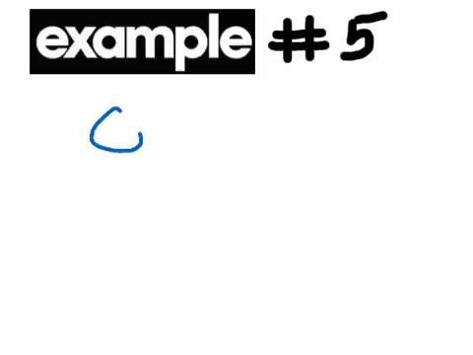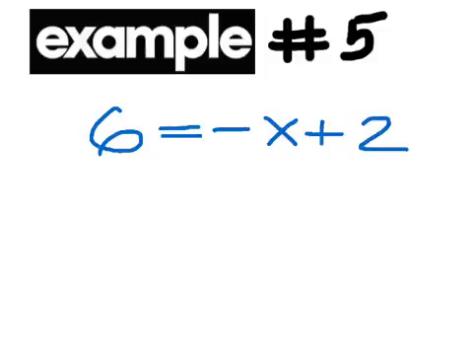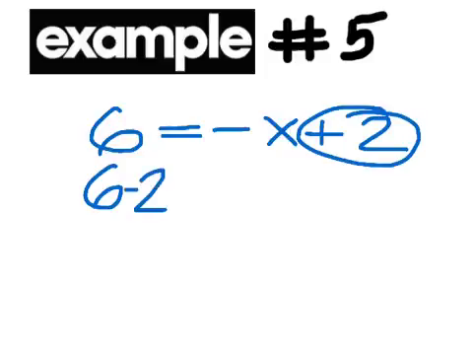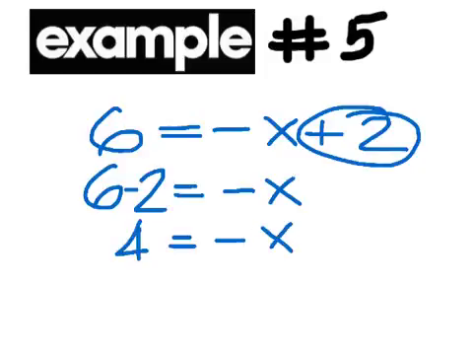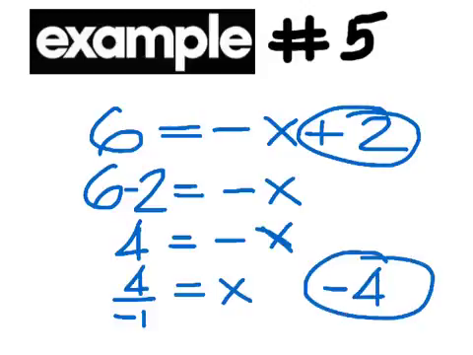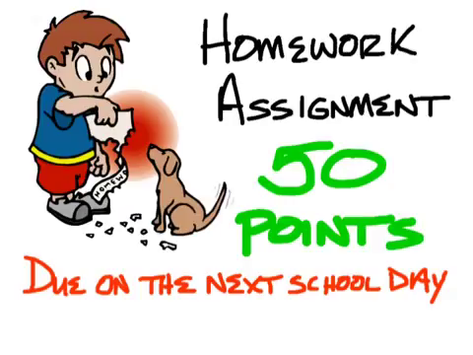Example 5, you could end up with something like 6 equals a negative x plus 2, where the x is on the right, so leave it on the right. Keep your 6 on the left and move this over. Make it minus 2, then negative x. 6 minus 2 is 4, and then you have to divide that by negative 1. So your answer should be negative 4. Homework assignment is coming up next.